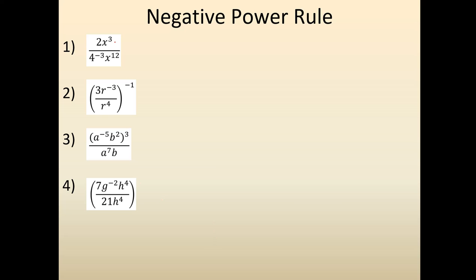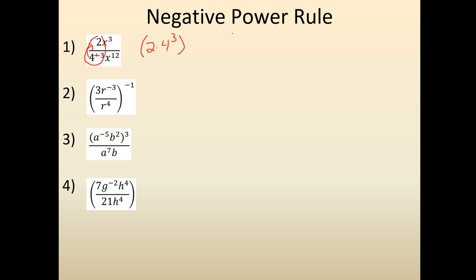All right, so what we're going to do here, once again, we're going to go through all these. First, we're going to worry about the coefficients. Because there's no zero power and no outside powers that we have to worry about, we can actually just go with what we normally do of looking at the coefficients, combining them, and then looking at the variables and combining them. So looking at this, we have 2 divided by 4 to the negative 3. I can rewrite that by flipping this to be a positive 3 and then moving the 4 into the numerator. So now this becomes 2 times 4 to the third.